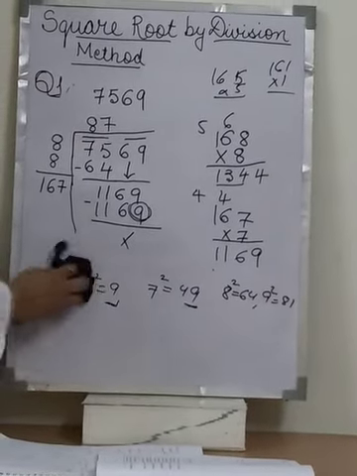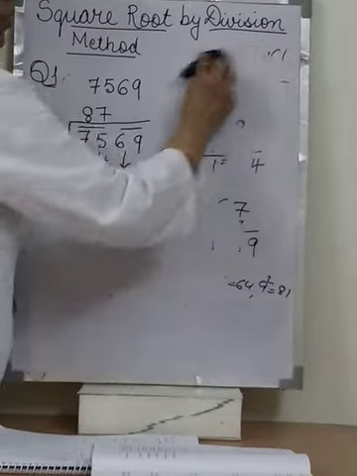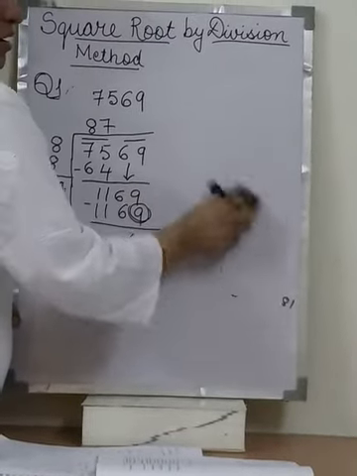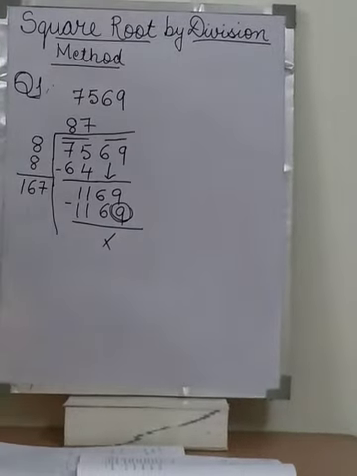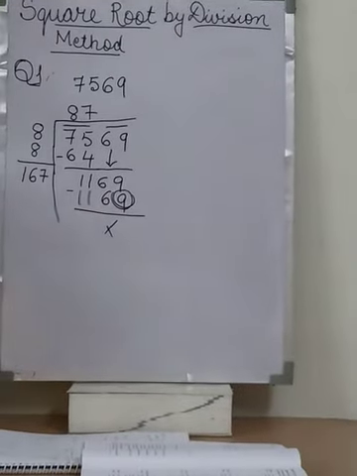Okay. So this way we learn finding the square root of the given numbers by the division method. Okay. Hope you have understood.